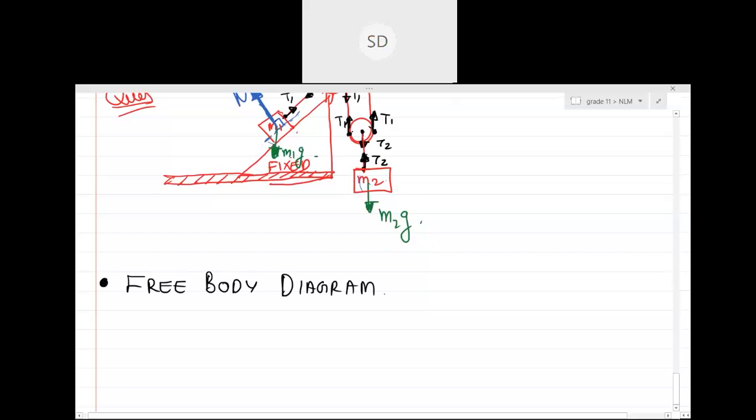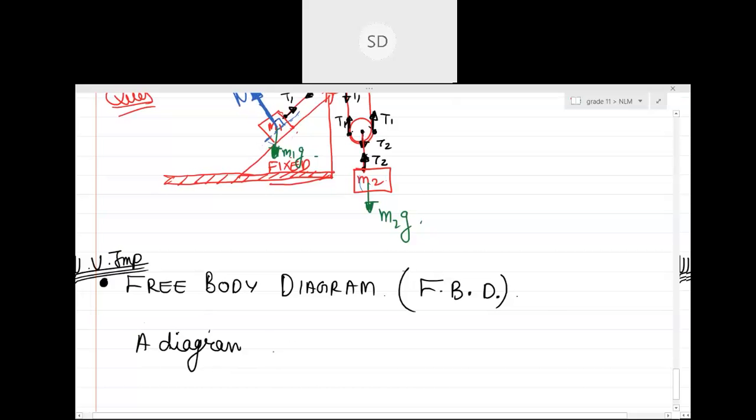This is very important for your whole 11th grade. Please pay attention over here. So what is a free body diagram? It is basically a diagram showing all the forces acting on a body. Once you know how to draw all those forces, you'll just draw a free body diagram of the situation, and hence you'll try to solve it further on.